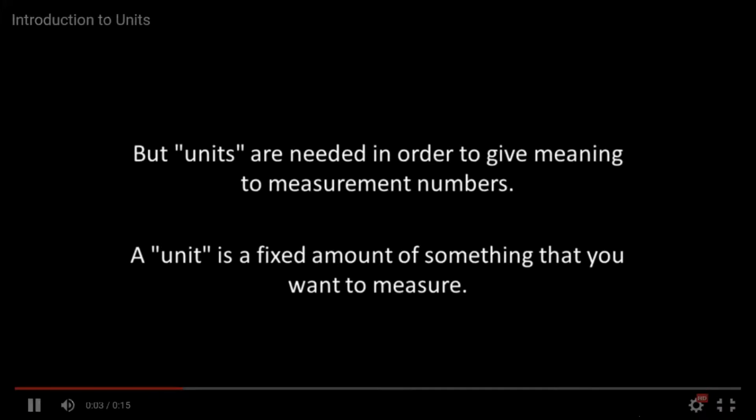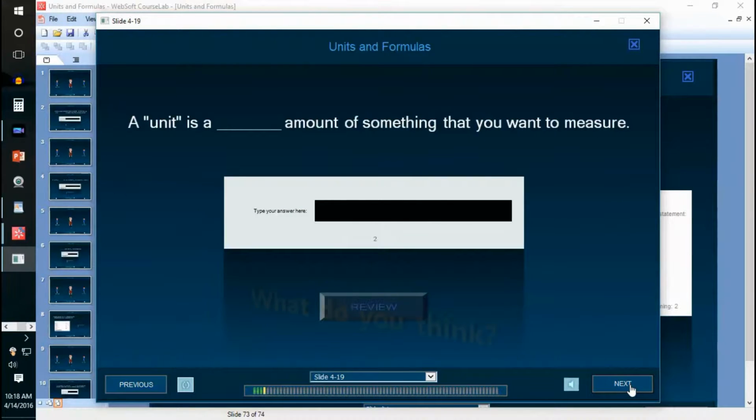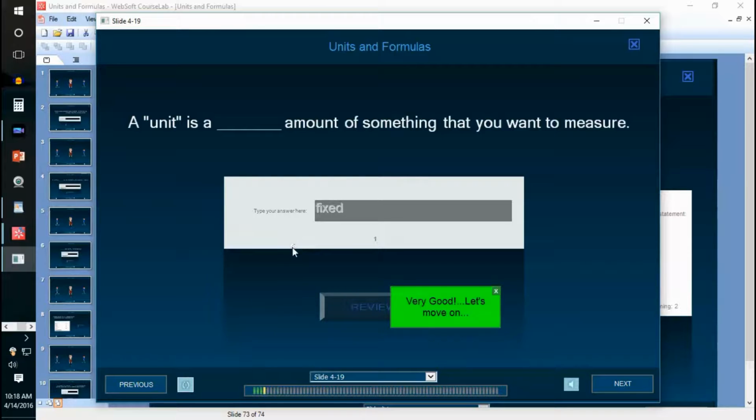Units are needed in order to give meaning to measurement numbers. A unit is a fixed amount of something that you want to measure. Very nice. A unit is a fixed amount of something that you want to measure.